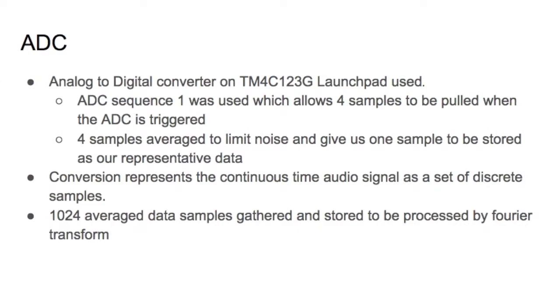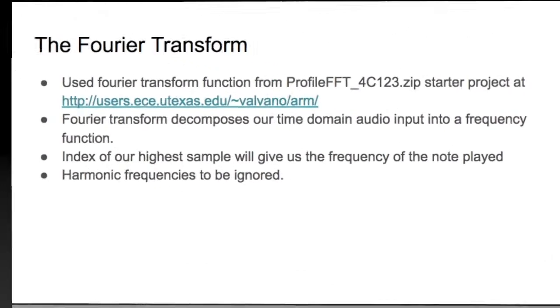For the input from our microphone breakout, we're going to need to do some analog to digital conversion. We're using the TM4 Launchpad, the Tiva series analog to digital converter on the board. We're using ADC sequence 1, which takes 4 samples when it's called to trigger the ADC. These 4 samples are going to be averaged to limit our noise and give us better data on each sample. We're going to get 1,024 of these samples to be processed by our Fourier transform.